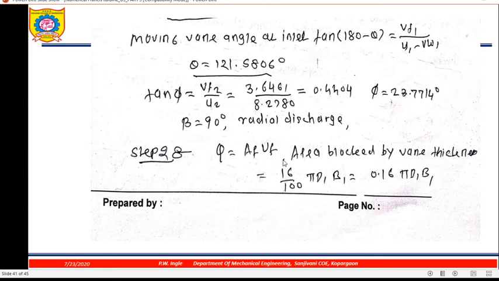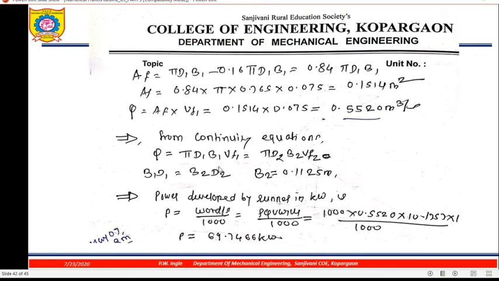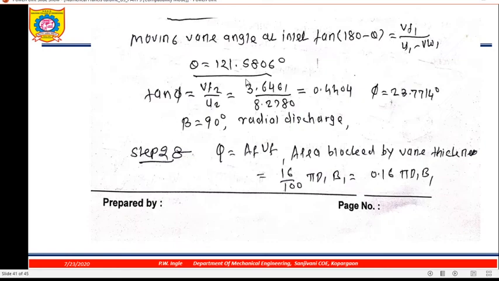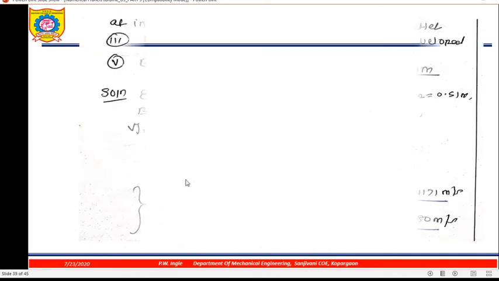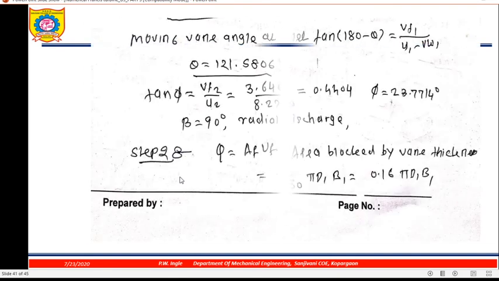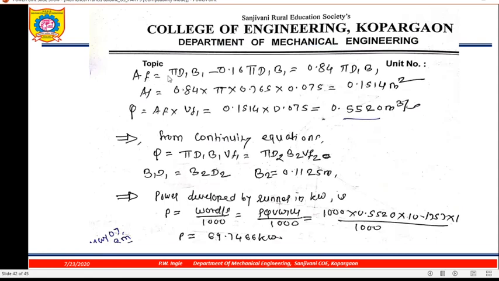What is Q? It is Af into Vf1. So what is Af? 0.16 is lost. So what is given? 16% area is blocked by vane. Here, blade thickness occupies 16% of runner passage. That's why the area of flow is 0.84 pi D1 B1. Therefore, Q equal to Af into Vf1. It is 0.075.